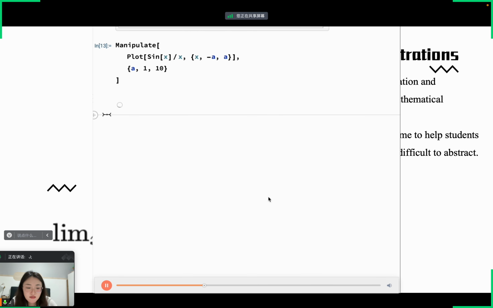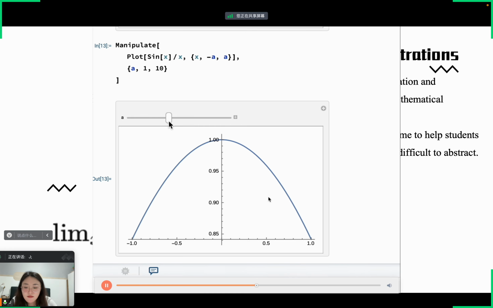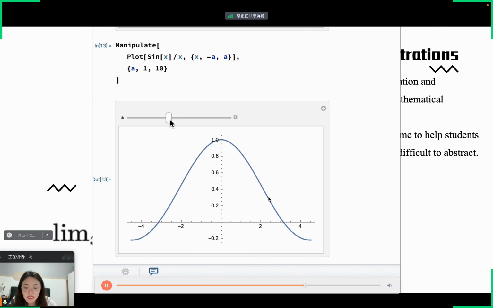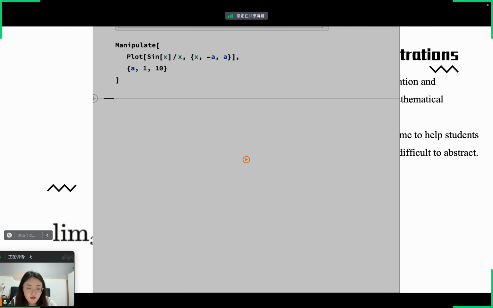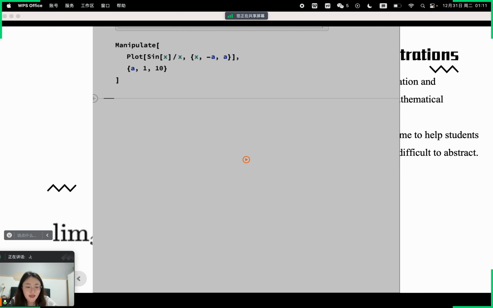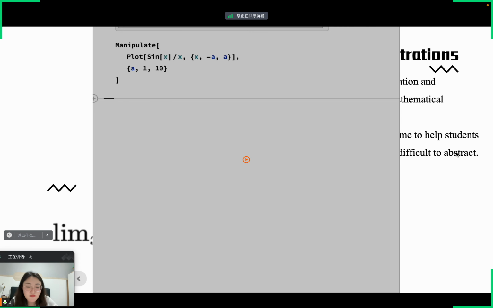By adjusting the range of the slider, students can observe the change of the function in real time, not only limits, but also complex surfaces in three-dimensional space. Mathematica can help us show them dynamically.